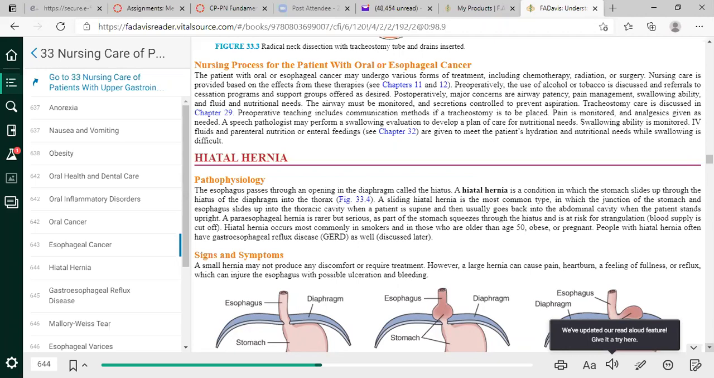And it talks about a hiatal hernia. And that's where the stomach protrudes into the diaphragm, into the chest. The stomach protrudes into the actual chest. Will somebody read signs and symptoms of a hiatal hernia?